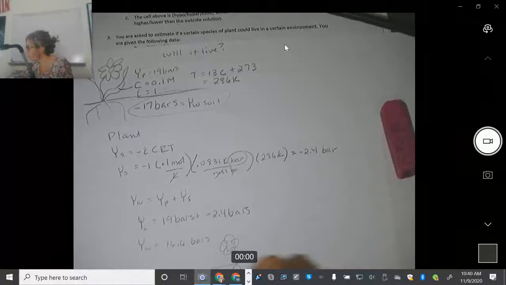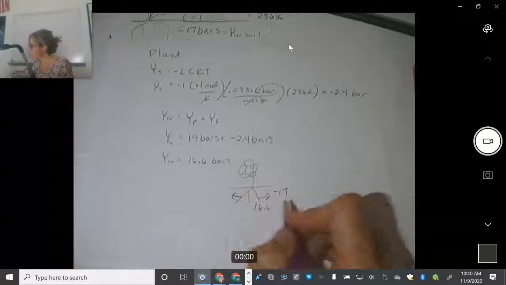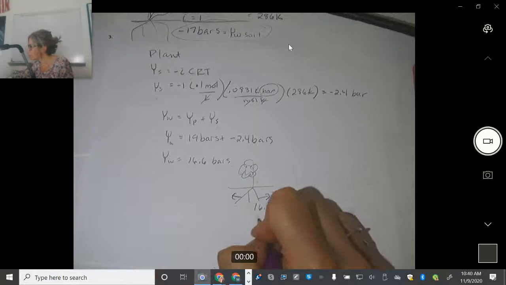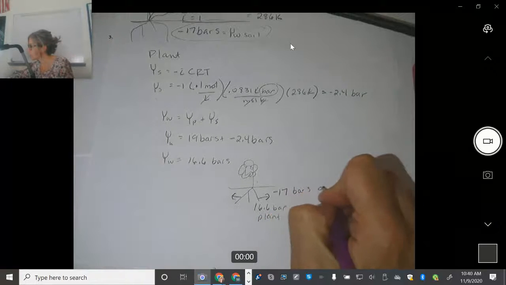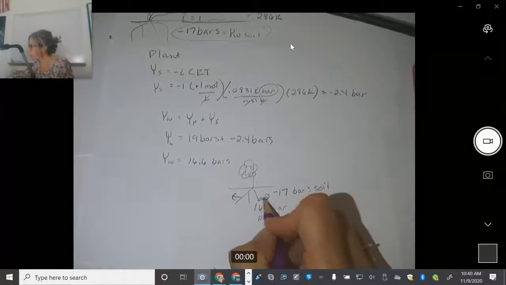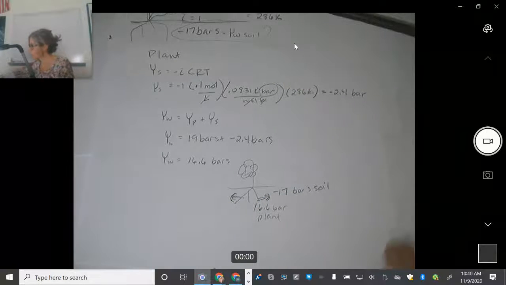We're going to go high to low. Water is going to leave. So 16.6 bars is the plant. Negative 17 bars is the soil. So water's going to go high to low, and it's going to leave. So sad.